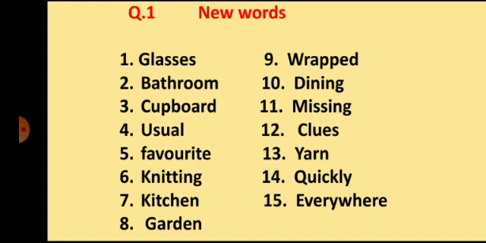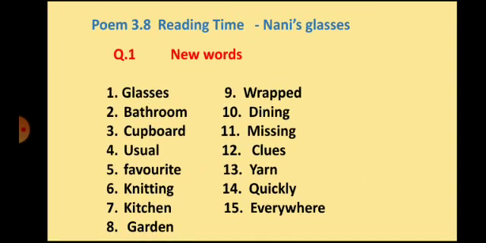Then missing, MISSING, missing. Missing means कुछ खो जाना, that is missing. Then clues, CLUES, clues means hint to find something. YARN, yarn. Yarn means thread or wool. QUICKLY, quickly. Quickly means fast. EVERYWHERE, everywhere. Everywhere means in all the places. So these are the new words.